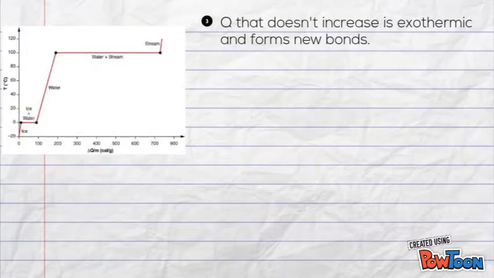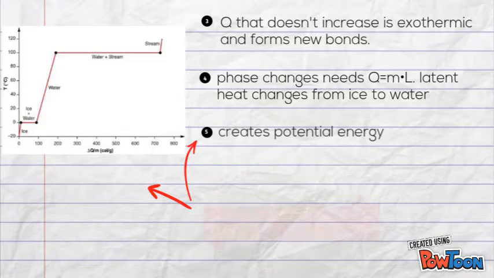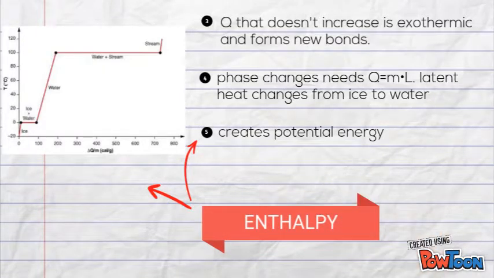When heat is being added but the temperature is not increasing, this signifies a phase change. It is exothermic and it creates new bonds to alter the substance physically and chemically. The plateau of the graph depicts this change. The change is measured by mass times latent heat. This is when the ice is melting and turns into water.